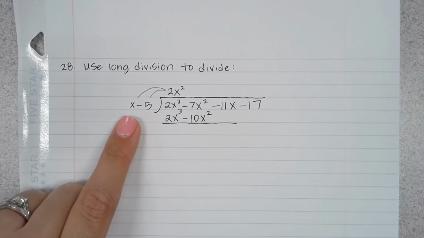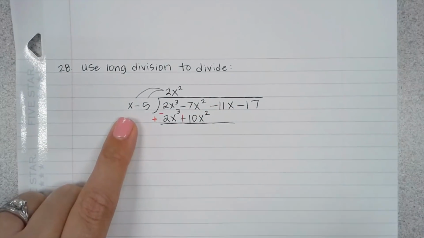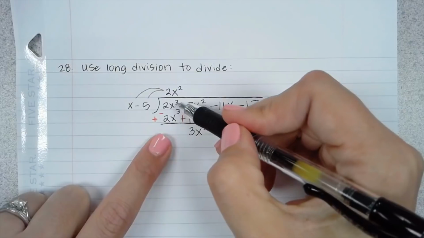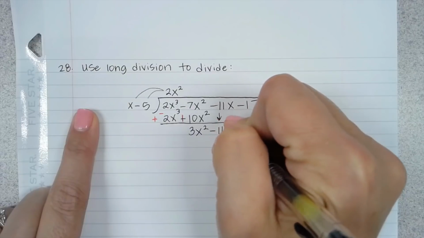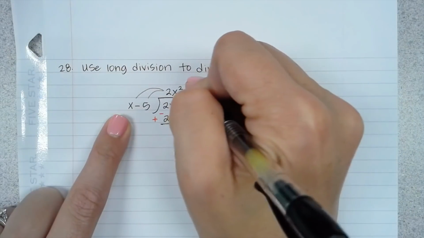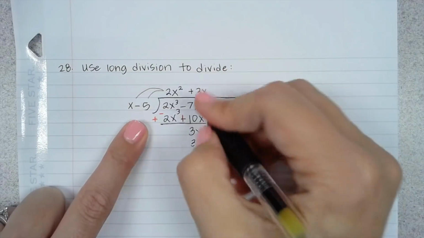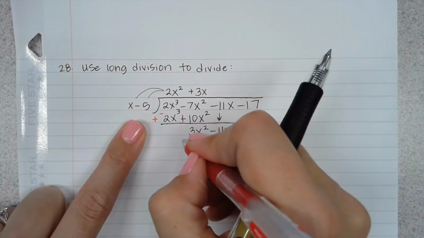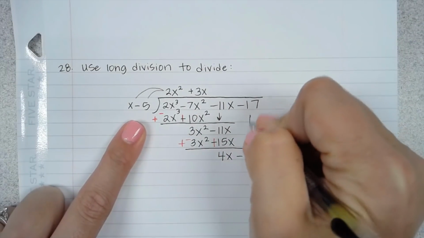And then the pattern says that subtraction is the same thing as adding the opposite, so I'll change the signs on both of those. Negative 7x squared plus 10x squared gives me 3x squared. Remember, these ones will always be opposites if you did it right, so they'll just go away. And then I'll drop down my minus 11x, and then I'll repeat the process again. X would need to be multiplied by 3x to turn into 3x squared. But then I'll also do this one times this one, so minus 15x. And then subtraction is the same thing as adding the opposite. I'll drop down my 17.